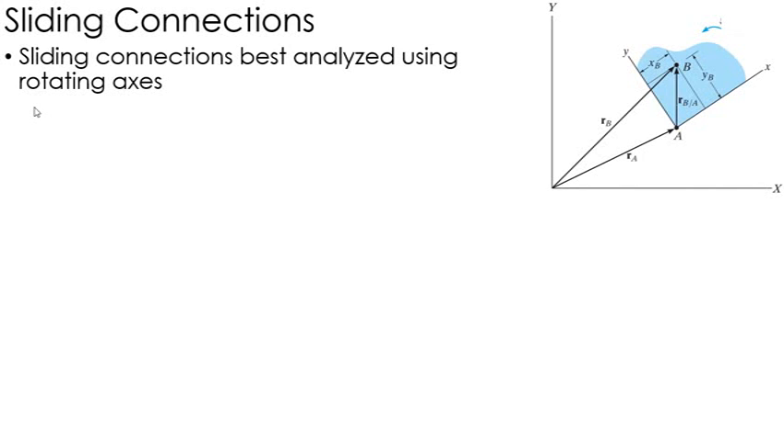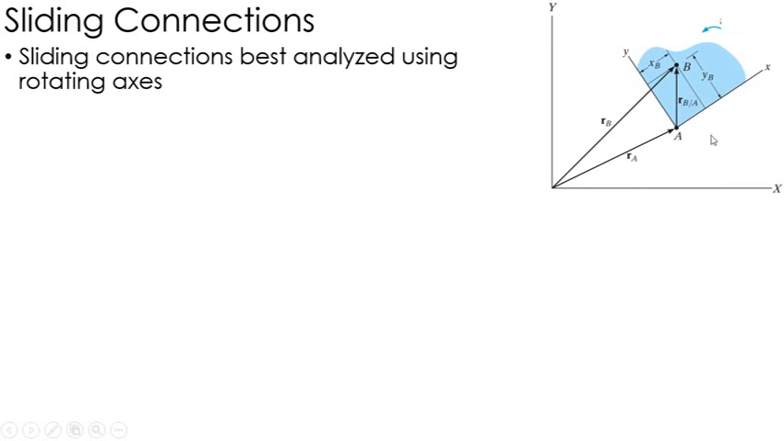Okay, up to this point, we've just been dealing with pin-connected bodies in general motion. Now we're going to look at when we have sliding connections. When we use sliding connections, it's best to use rotating axes to determine that. So that's what we have over here in our picture.